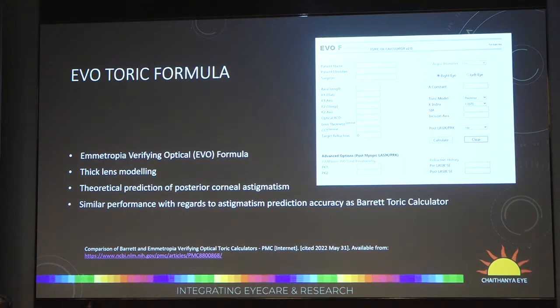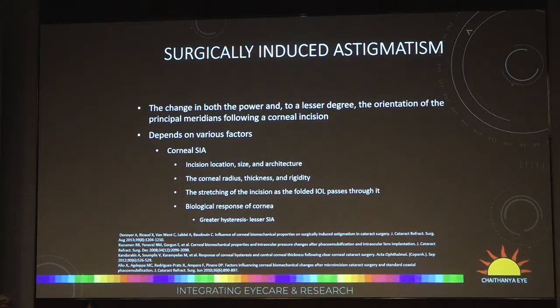The Evo-toric formula, that is the emmetropic verifying optical formula, is the latest one. It uses thick lens modeling and theoretical prediction of the posterior corneal astigmatism, and its performance, according to some studies, has been found to be similar in accuracy to the Barrett Toric Calculator.